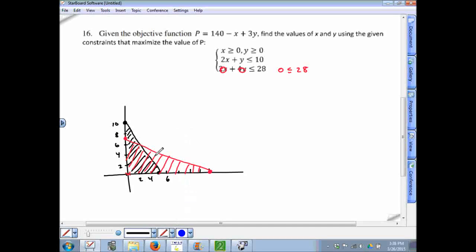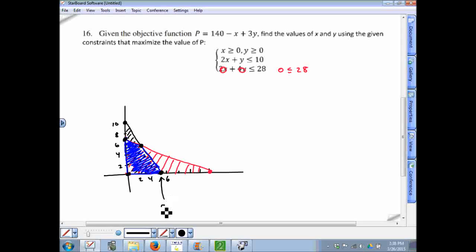So the region that contains both shades is this region right here. It's called the feasible region. Now the feasible region is bounded, and each corner where lines intersect, or where a line intersects with an axis, is called a vertex. We have vertices here. You've got to find the coordinates of all 4 of these vertices.